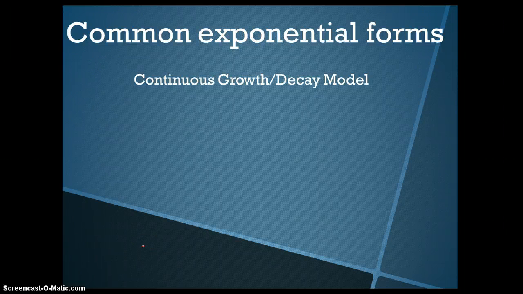First we have the continuous growth decay model. This is represented by P equals P naught, or P0, e to the plus or minus kt. And we notice that k will become positive when we are modeling continuous growth. However, when we are modeling continuous decay, we make sure we have a negative k there. T is our time variable, and that can be represented in seconds, minutes, hours, years, whatever we choose.